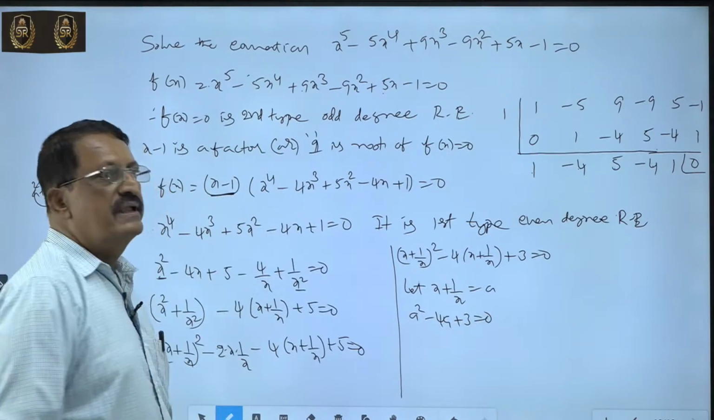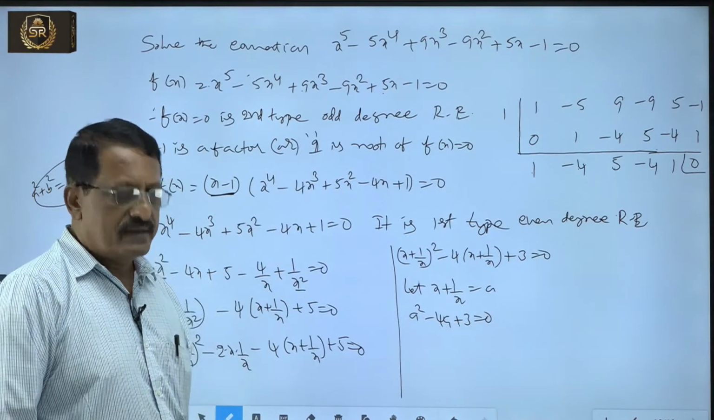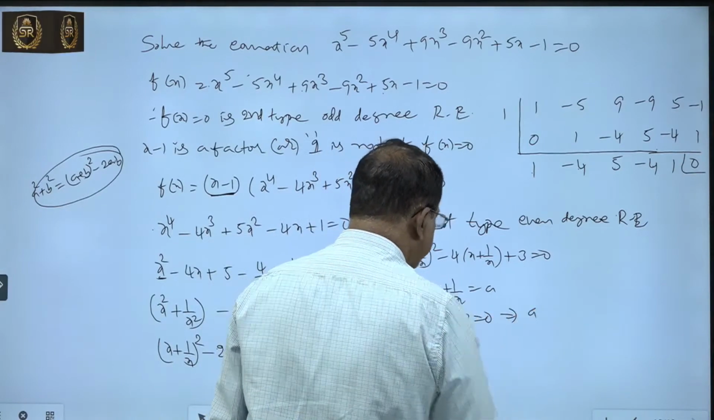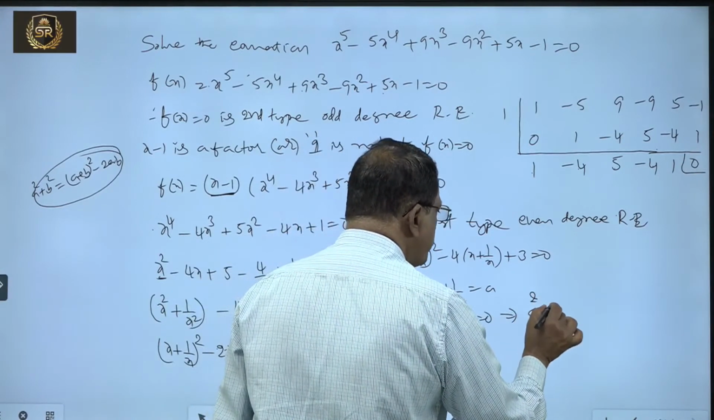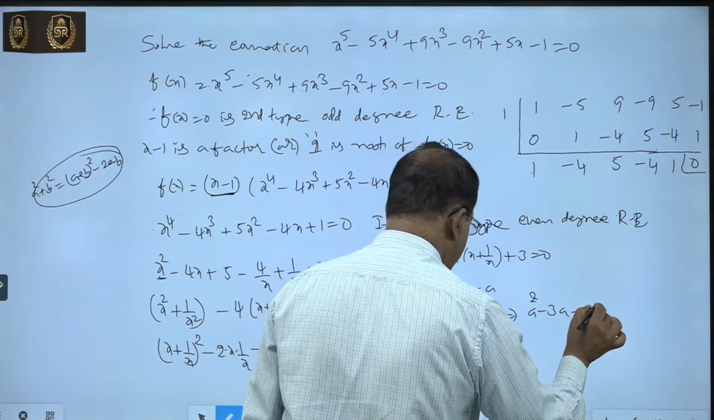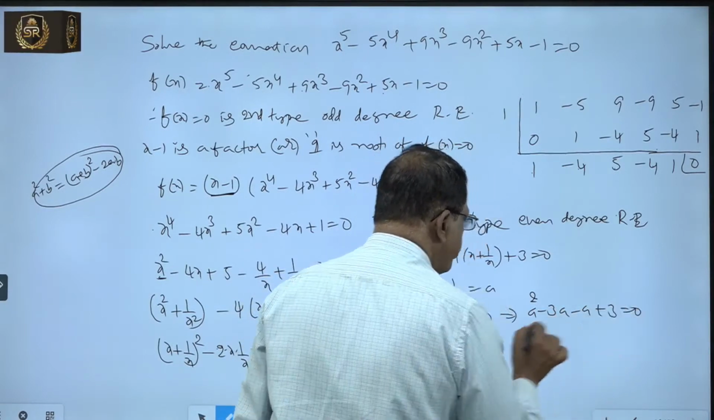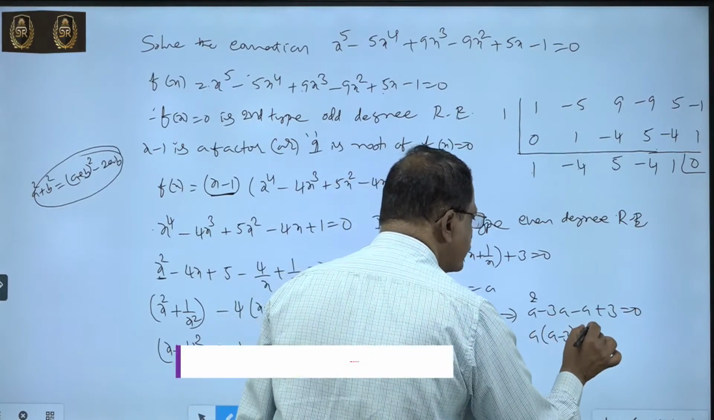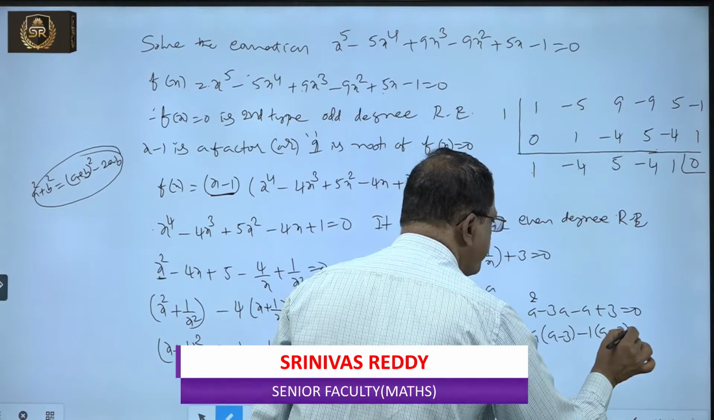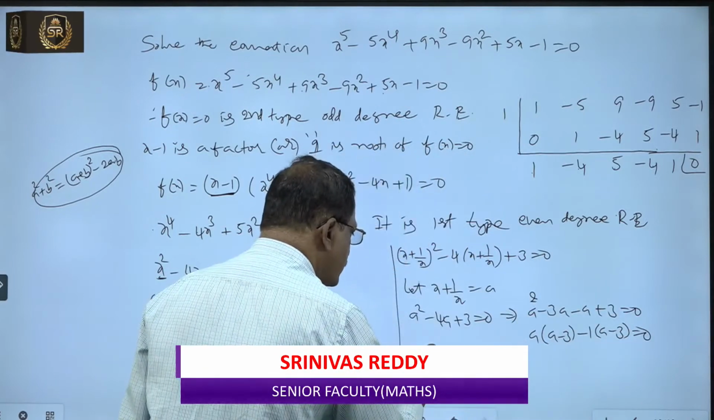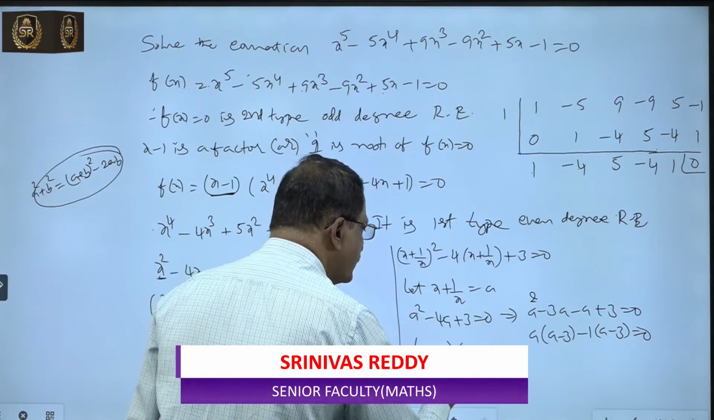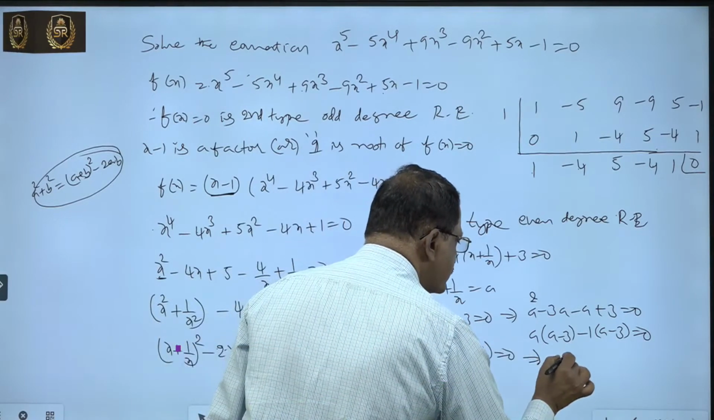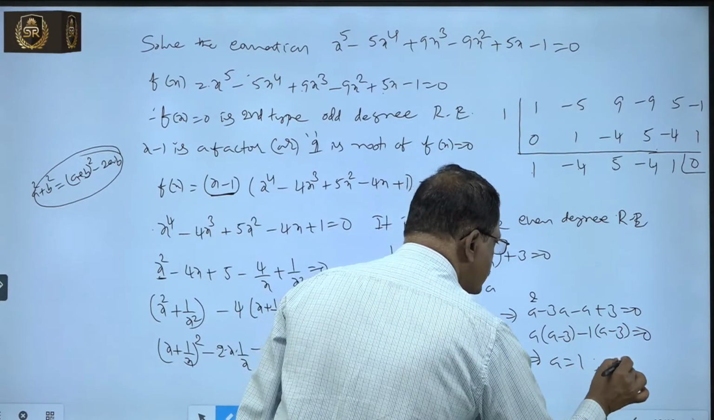Now it is a quadratic equation in terms of a. Now factorize to get the roots of the equation. a square minus 3a minus a plus 3 equals 0. In the first two terms, take a common: a into a minus 3; in the next two terms, take minus 1 common: a minus 3, equals 0. Now a minus 1 into a minus 3 equals 0. Therefore, the values of a are a equals 1 or a equals 3.